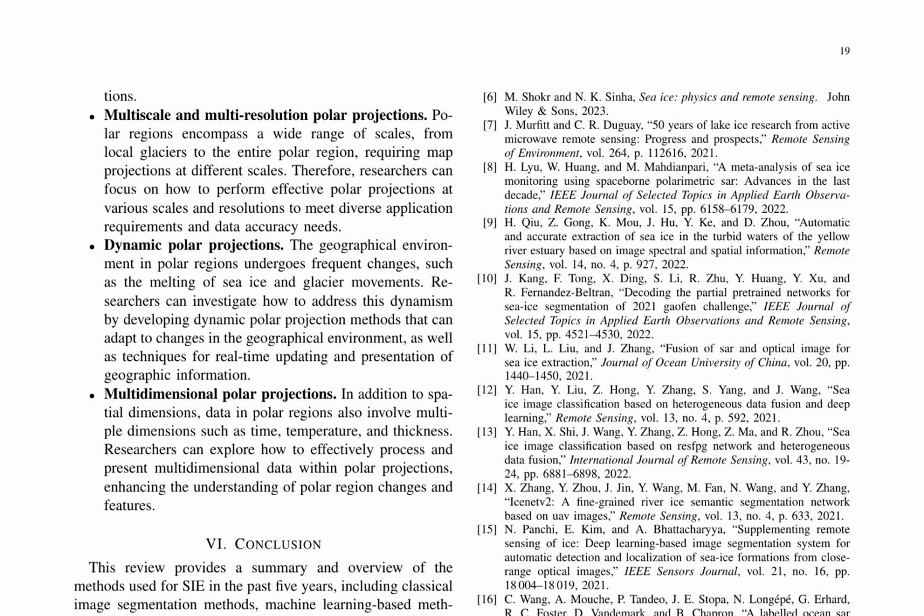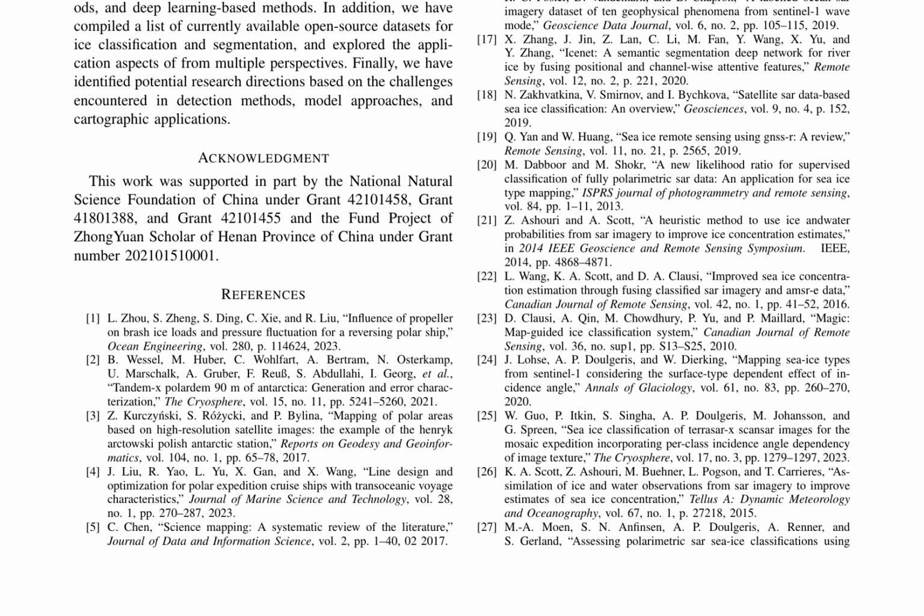To address these limitations, future research directions should focus on multi-scale and multi-resolution polar projections, dynamic polar projections, and multidimensional polar projections. These approaches can improve the accuracy and efficiency of SAR detection, providing more comprehensive insights into polar region changes and features. The existing literature on SAR detection is extensive, encompassing classical image segmentation methods, machine learning-based methods, and deep learning-based methods. However, despite this progress, further research is necessary to overcome the challenges and limitations of current methods.